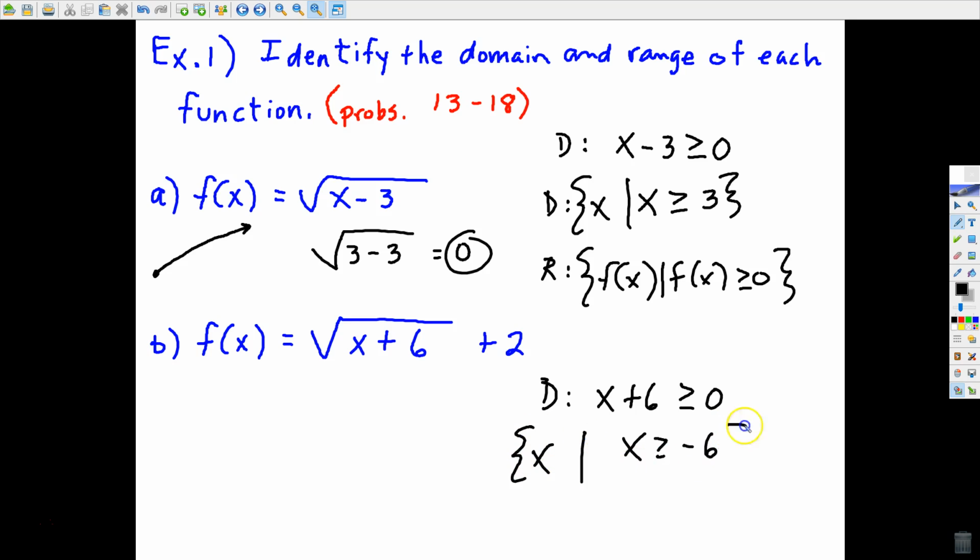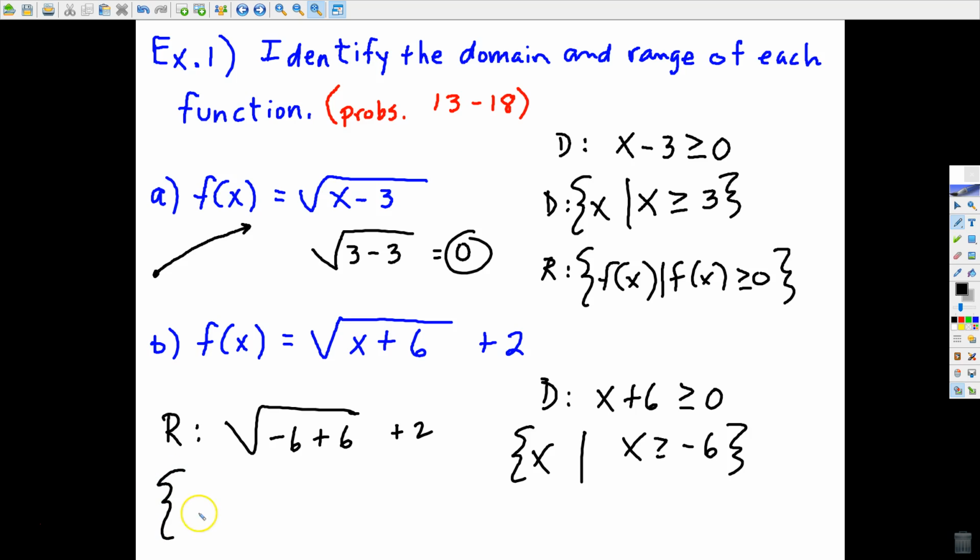So that is the domain: all x that are greater than or equal to negative 6. Okay, well, for the range, let's just take negative 6, plug it in. All right, I'm just going to do this and simplify. Well, the square root of 0 is 0, and 0 plus 2 is 2.